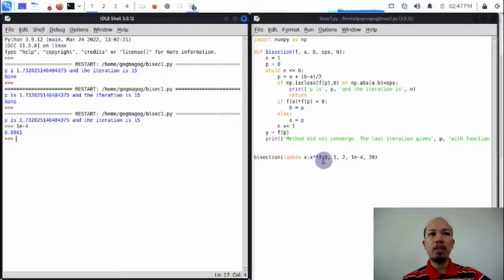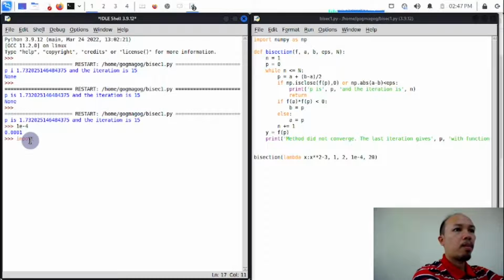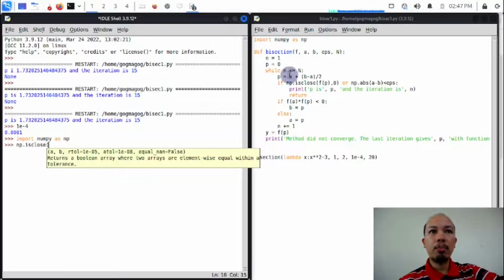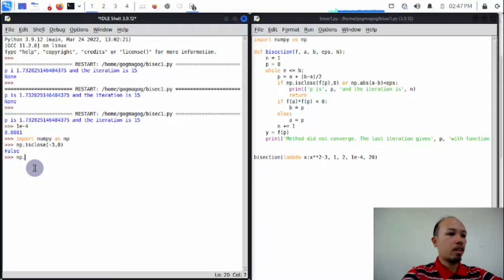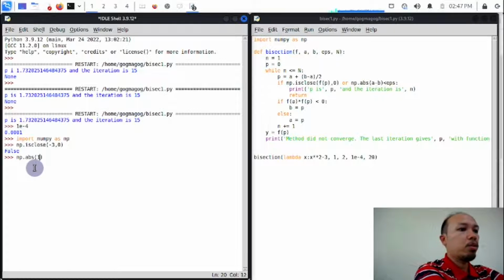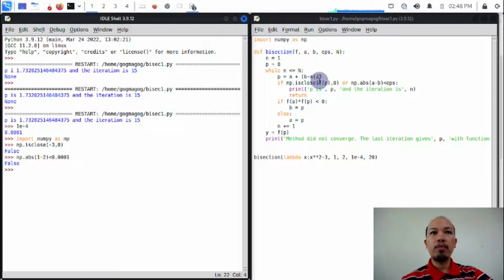And f of 0 is negative 3, and we know that negative 3, so if you will write here, let's say import numpy as np, and then let's say np.isclose, let's say p is 0 here, so we have 0, f of 0, we have negative 3, so negative 3 comma 0, so the answer is false. So this is false and this is also false. So let's try it. If you don't believe me, let's say 1 minus 2 less than 0.0001. Okay, so false. So if false or false, we have false.